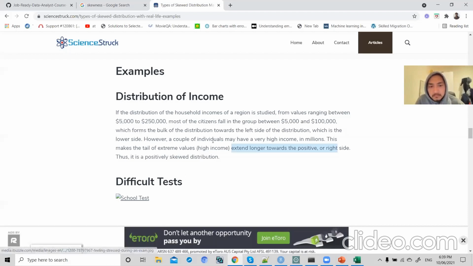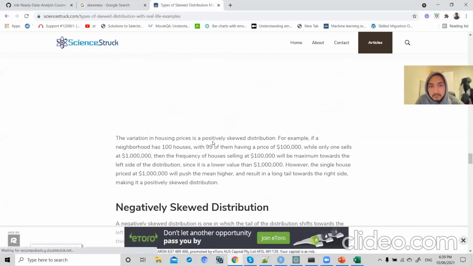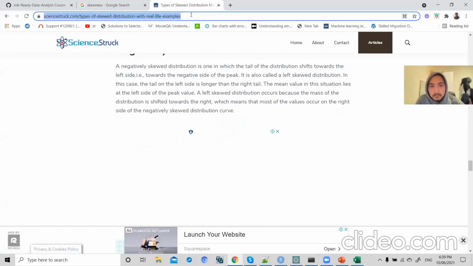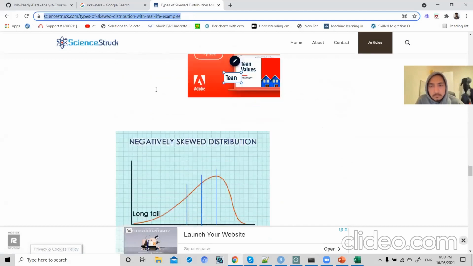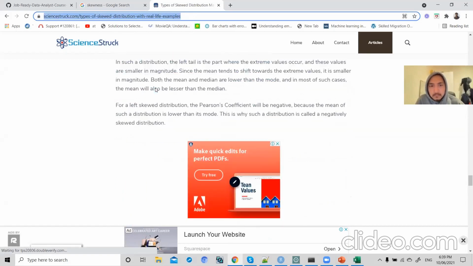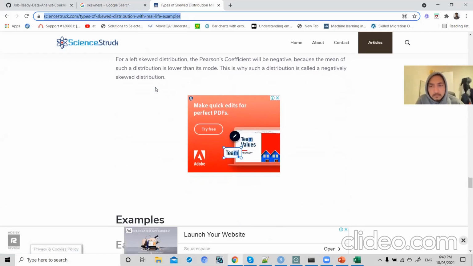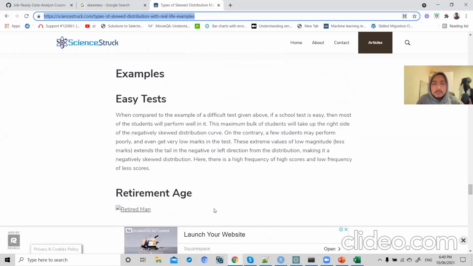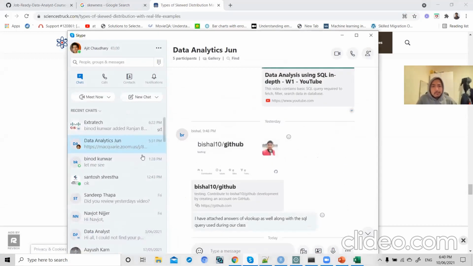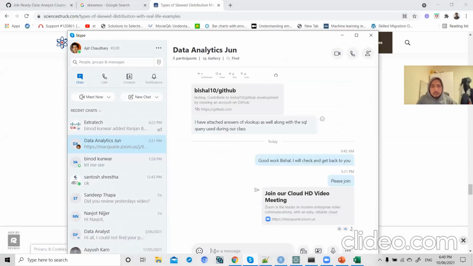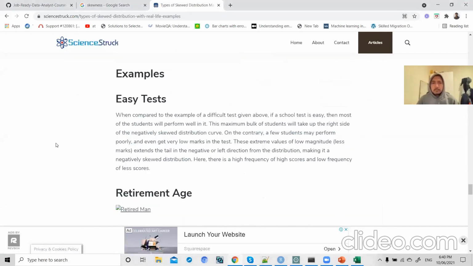So here we can look at this, because in an interview, the interviewer will ask you, give me a real world example of skewness. So it's good if you go through this example.